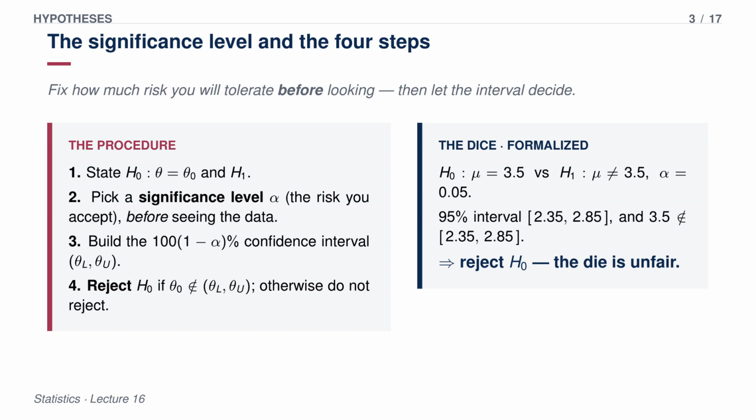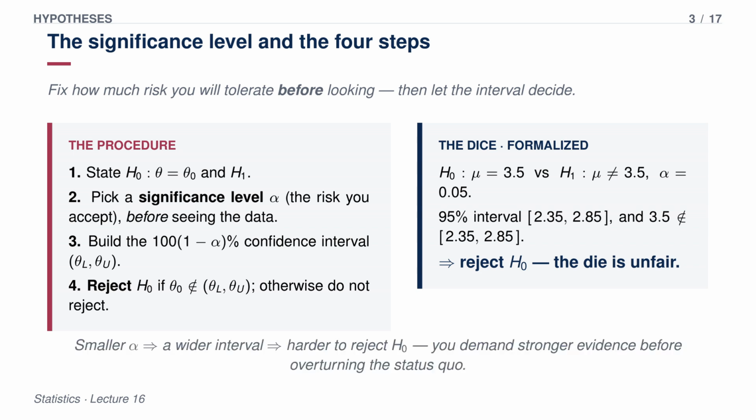Run it on the dice. H-naught mu equals 3.5 against H1 not equal at alpha of 0.05. The 95% interval was 2.35 to 2.85, and 3.5 is not in there, so we reject. The die is unfair. And notice the lever. A smaller alpha makes a wider interval, which makes H-naught harder to reject. Smaller alpha means you're demanding stronger evidence before you overturn the status quo.